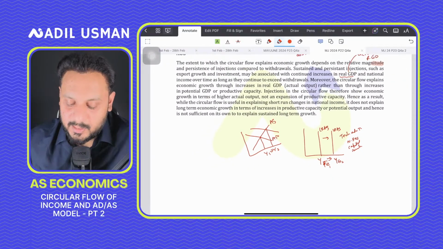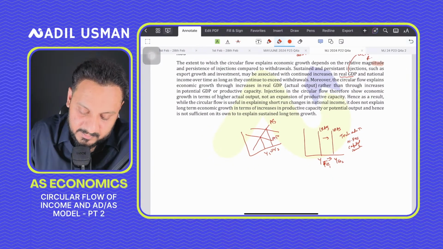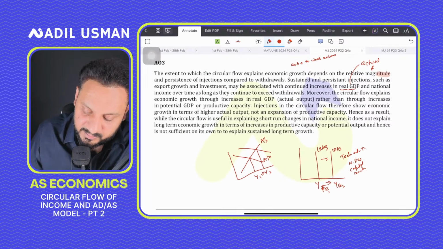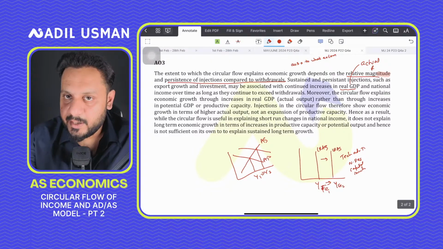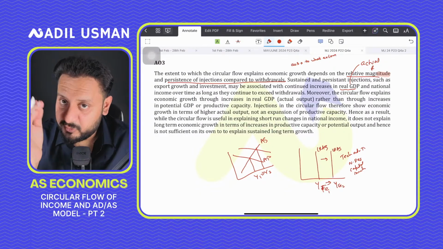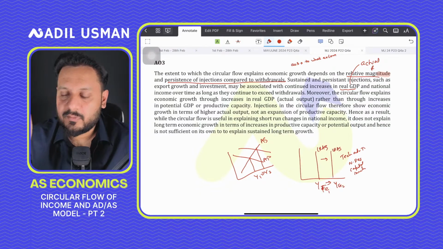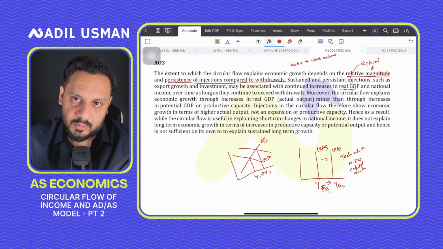इसको आप छोटा करके लिख सकते हैं, इसको भी थोड़ा सा आप reduce कर सकते हैं. For example, आप यहाँ तक लिखें कि it depends upon the relative magnitude and persistence of injections compared to withdrawals, the higher the injections as compared to withdrawals, the more the actual real GDP. And then you say that yes, while circular flow of income does explain actual growth, it fails to explain potential growth.